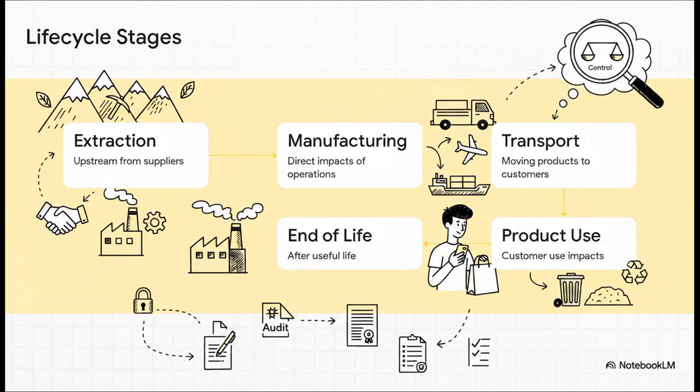Now, here's a really pragmatic tip from the author. You aren't expected to have absolute control over every single one of these stages. The key here is distinguishing between what you can control and what you can only influence. If you can only influence supplier behavior or customer recycling, you must now explicitly document exactly how you do that, whether it's through contracts, audits, or user guidance.